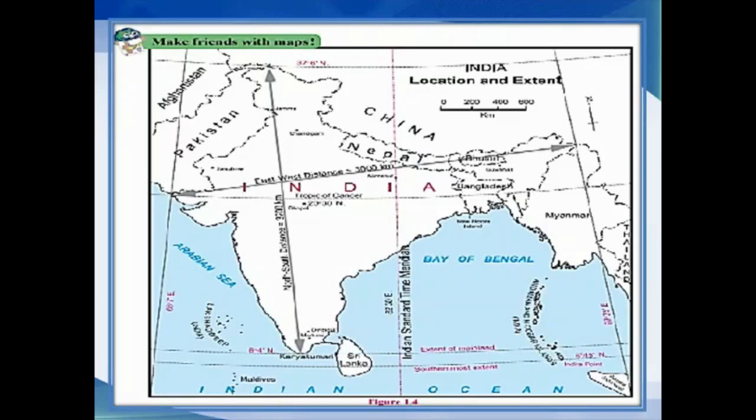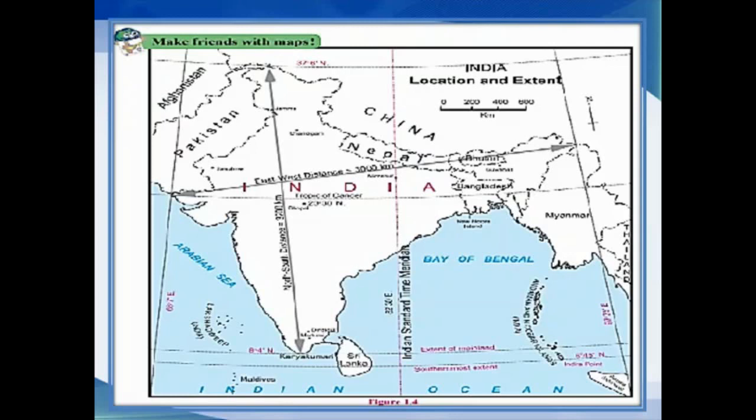Next, if it is 8 am at 82 degree 30 minutes east, what would be the time on their clocks at the following places? Jammu, Madurai, Jaisalmer and Guwahati. Answer: the time at Jammu, Madurai, Jaisalmer and Guwahati will be 8 am as it is considered to be the standard time of India.